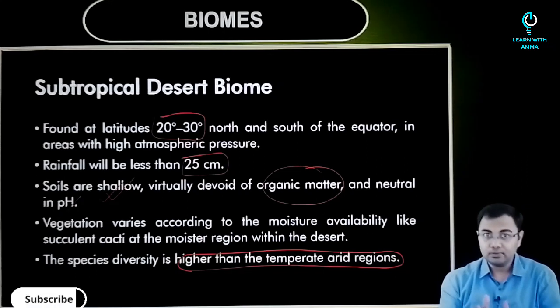So with this, we come to the end of the first chunk of the biomes that we have, which are tropical in nature.